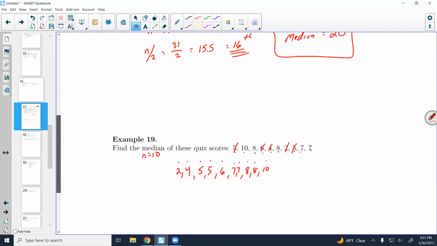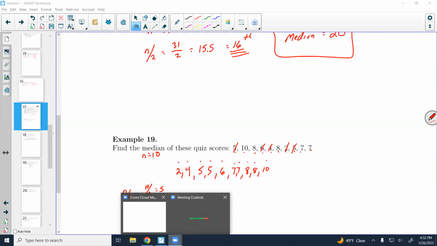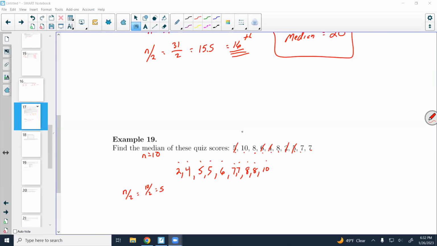So remember it said take n divided by 2, which is 10 divided by 2, which equals 5. Then we take n divided by 2 plus 1. 10 divided by 2 plus 1. 5 plus 1 is 6.